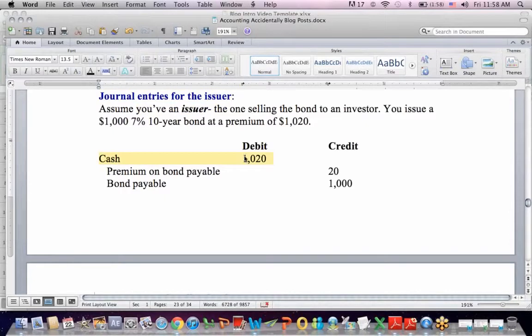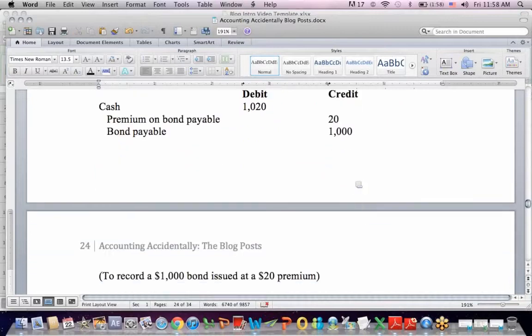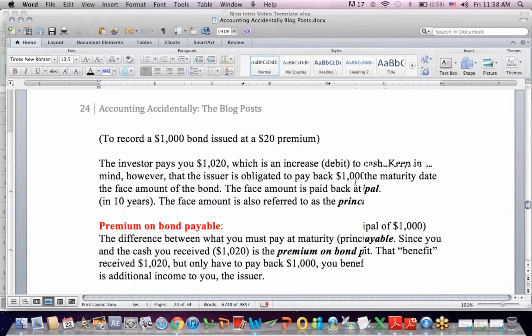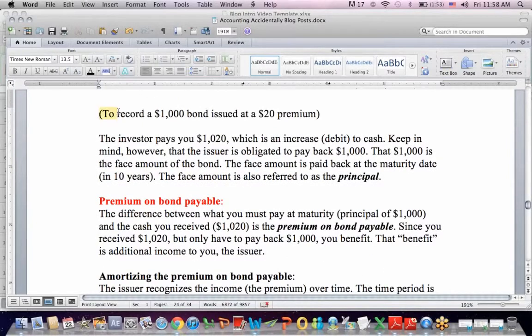You're going to get cash in the door of $1,020. You're only obligated as the issuer to repay $1,000 at maturity. To make the debits and credits equal, I need a $20 credit, and that credit goes to an account I call premium on bond payable. So now debits and credits both total $1,020. And I put in parentheses to record a $1,000 bond issued at a $20 premium. And I go into a little more detail here in this paragraph that we've already gone over.